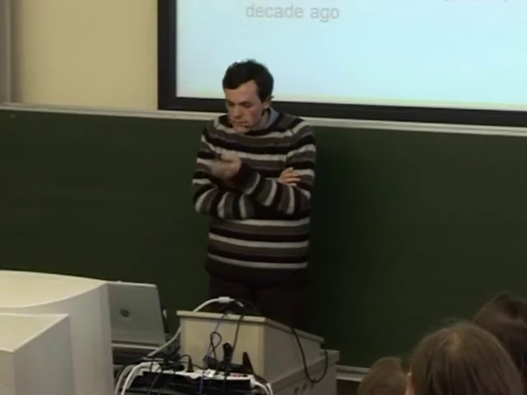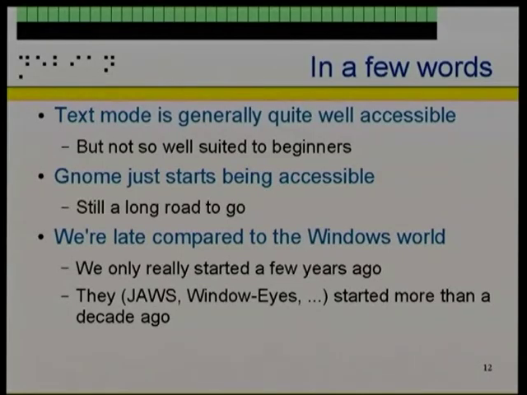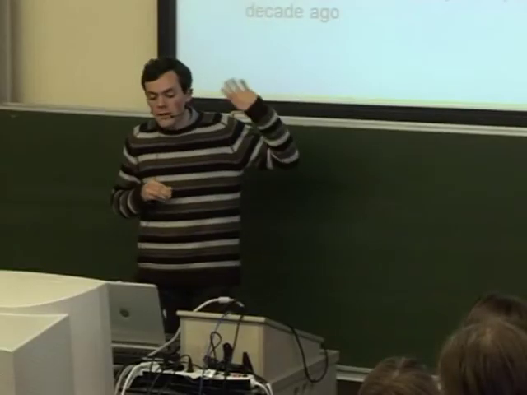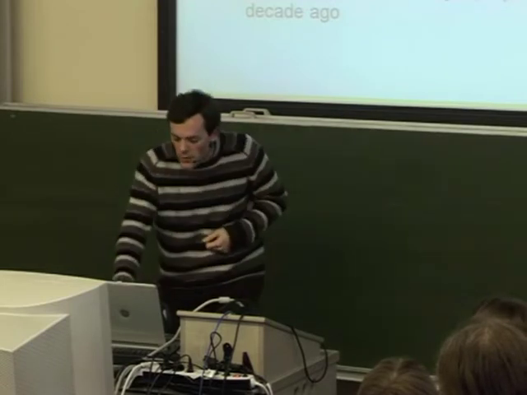So, just to explain how things are working, in a few words, text mode in general is quite well accessible, just because it's text already, so it's not so difficult to access it. The problem is that, of course, beginners are afraid of text mode, so you need to have some GUI accessibility. GNOME started being accessible a few years ago. There's still a long road to go, and we are actually quite late compared to the Windows case. JAWS, Window-Eyes and etc. have been started quite a lot of time ago, and we are late. But well.